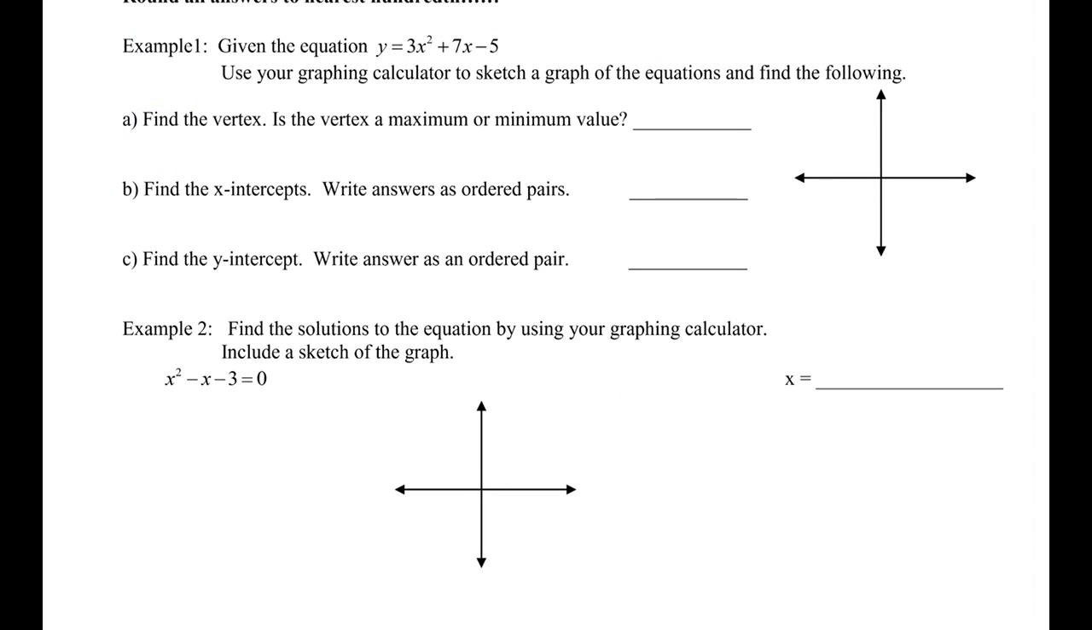For example 1, it says, given the equation y equals 3x squared plus 7x minus 5, use your graphing calculator to sketch a graph of the equation and then find the following. Right, so to do this, you are going to plug this into your y equals, and then hit graph. You should see a picture of the graph, so drawing a sketch of it. It should look something like this.